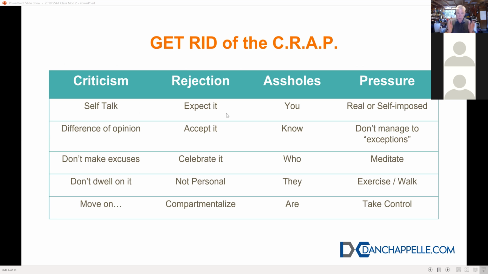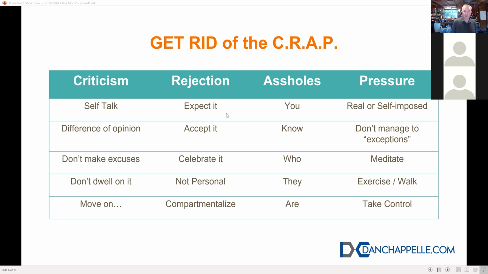Stay focused, keep your head down, and do the work, and you'll get to where you need to be. Rejection. We're in the sales business. You should accept rejection. Very, very simply put, it's part of the game. It's part of what we do.